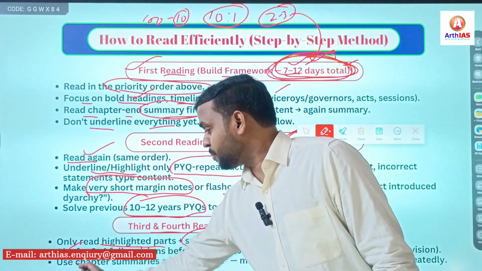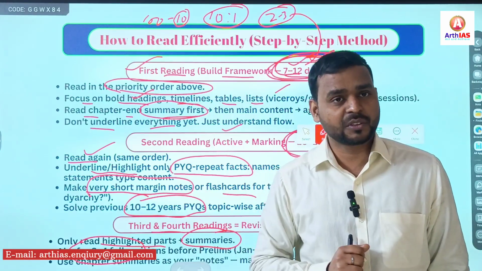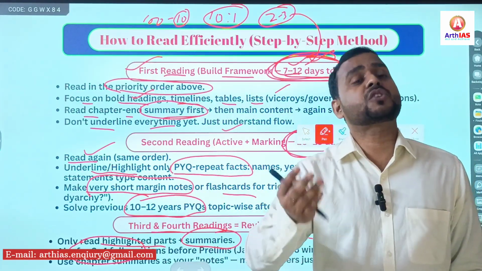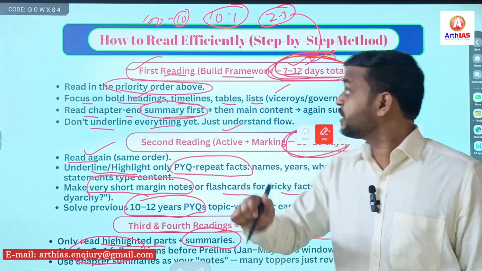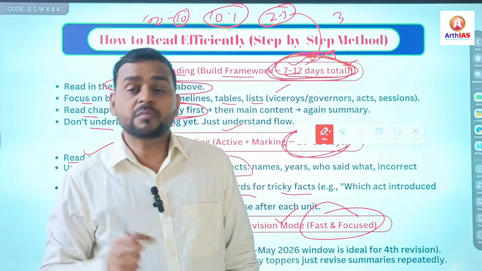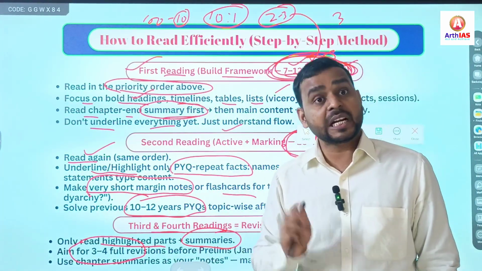And this should be your aim: 3 to 4 times full revision. And the same thing is required for other topics also. At least revise each and every topic, whether it is history, geography, polity, economy, or current affairs. So try to revise all the topics 3 to 4 times at least.